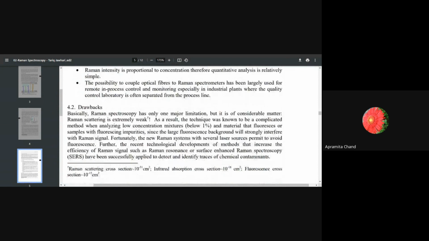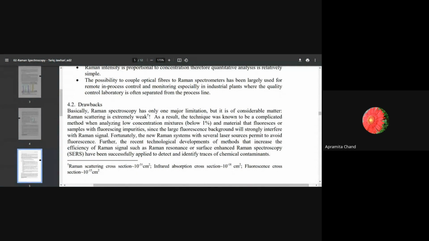So what are the drawbacks of Raman spectra? We have already discussed it, but you did not realize it, that it is very weak. So first, if you have very low concentration mixtures, very dilute solutions, you cannot use that because it will give an extremely weak signal.